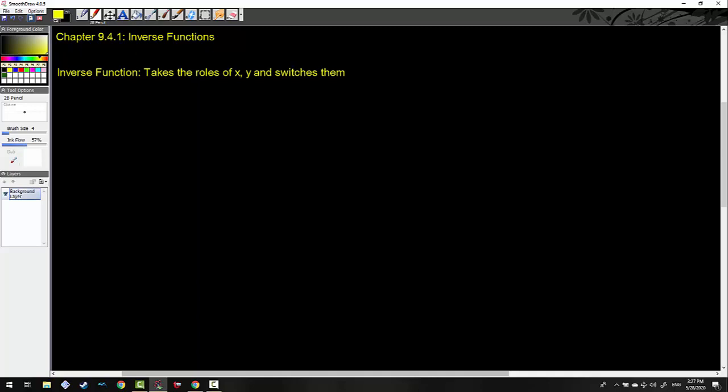So, if I want to just talk about what inverse functions are, taking the roles of x and y and switching them at the most basic level, if I have a function, I'll call him f of x, I will compare him to his inverse function here. Now notice the notation of the inverse function. It has that little -1 at the top. This is not read as f to the -1 power. It is read as f inverse. So I'll write that down. F inverse.